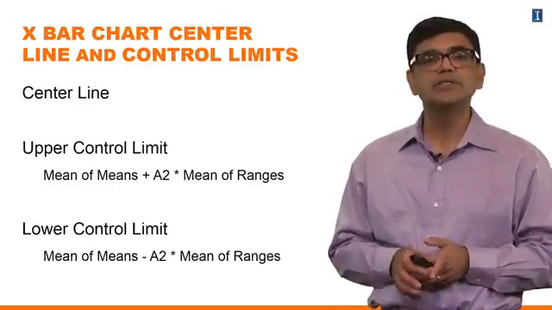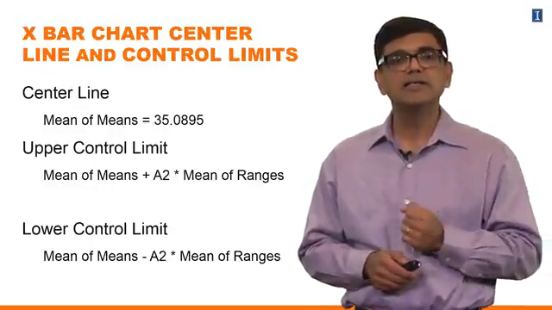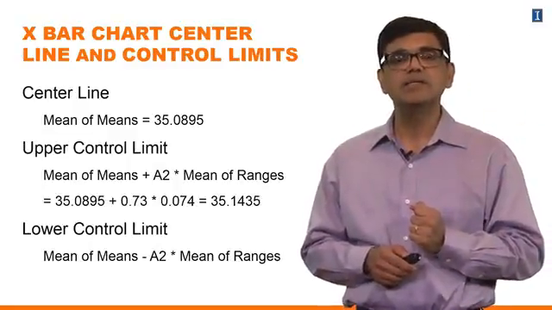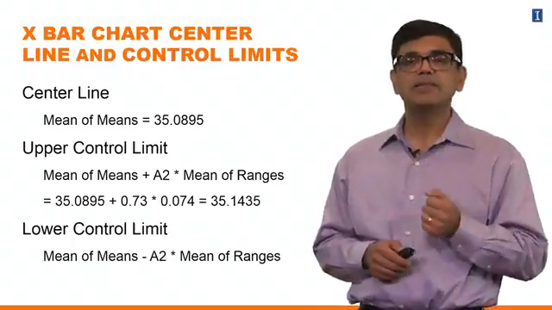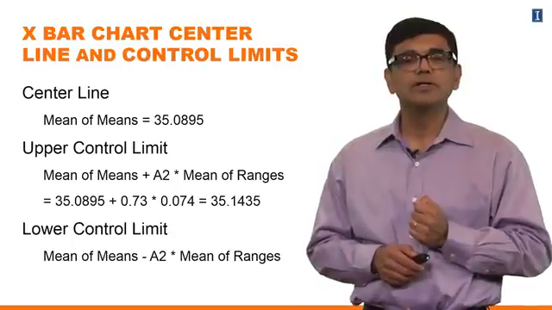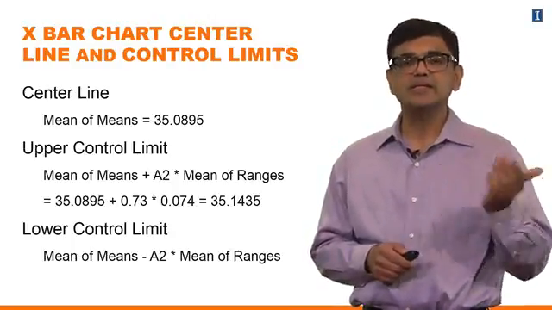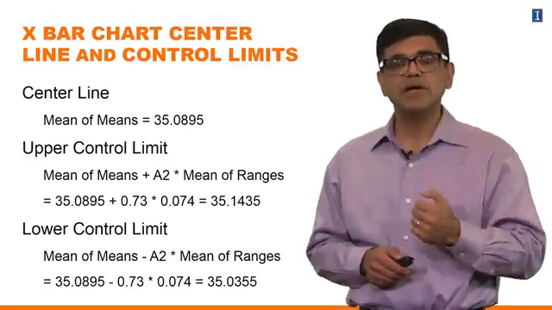Similar calculations for the X bar chart. Center line is based on mean of means. Upper control limit is mean of means plus the multiplier 0.73. The multiplier in this case is the A2 value. And for the lower control limit, you're using the same multiplier, but you're subtracting in this case. So you have mean minus 0.73 times the range.